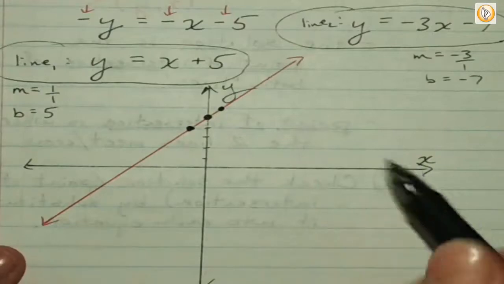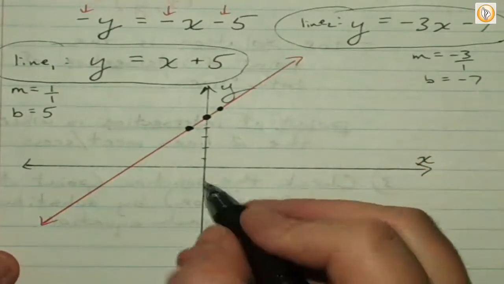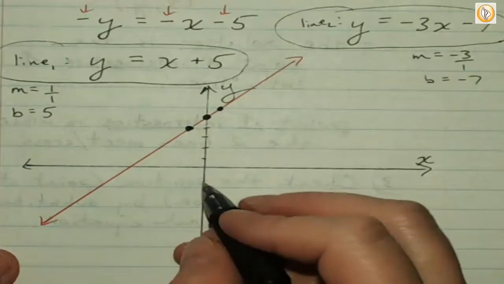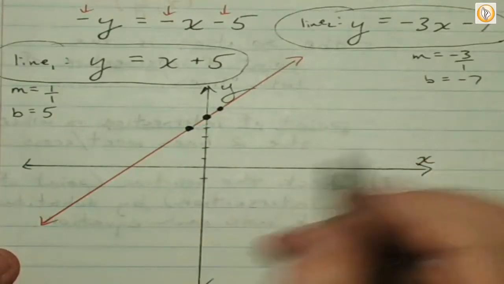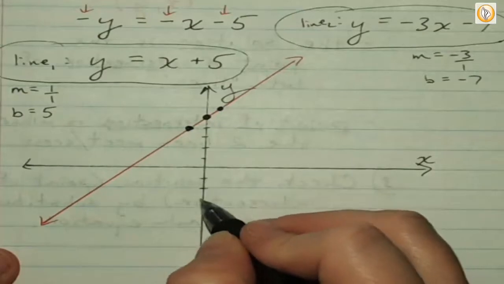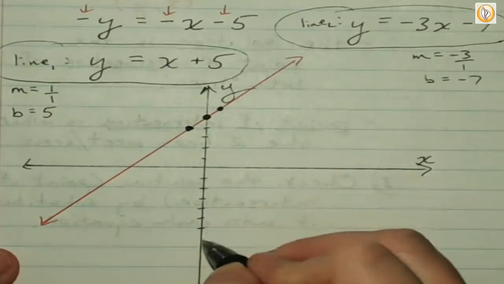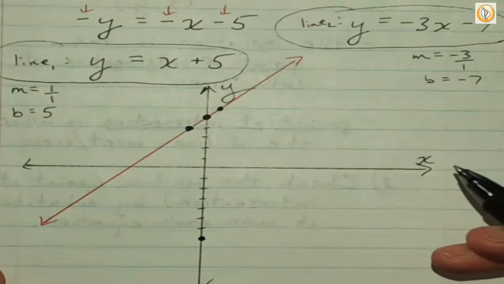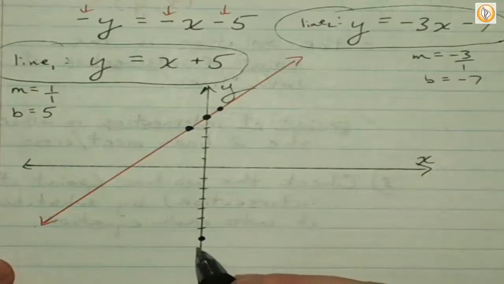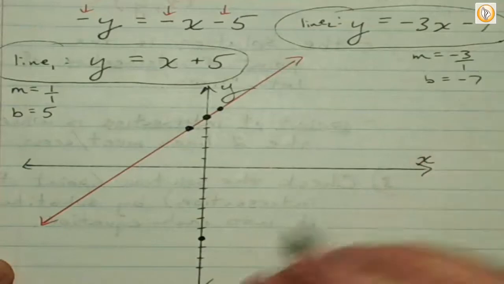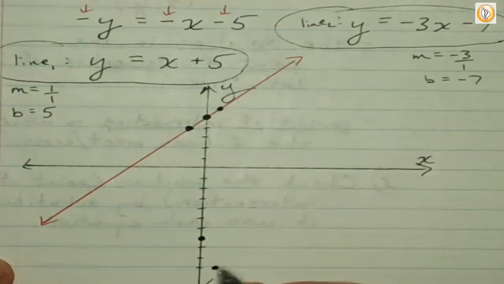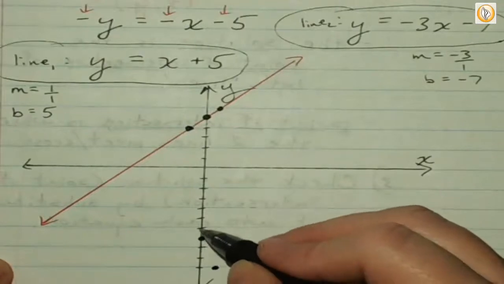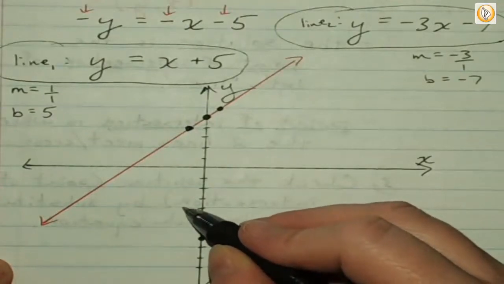Line 2, y'all go ahead and graph it. The y-intercept is negative 7, so be careful. Negative 7 is going down. 1, 2, 3, 4, 5, 6, 7. First dot. And my slope is negative 3 over 1. So down 3, 1, 2, 3, and then over 1. Right there. Or we can go up 3, 1, 2, 3, and in this direction for 1.